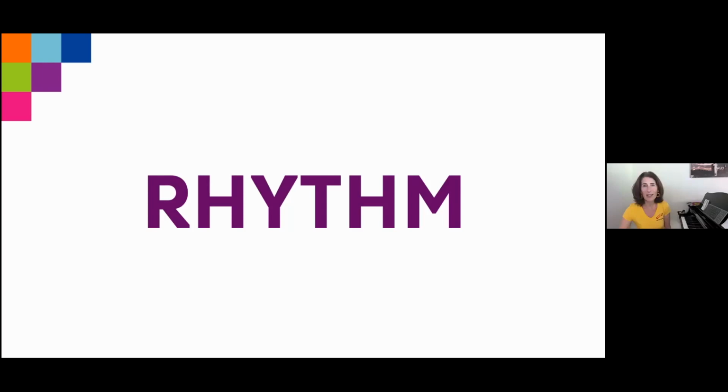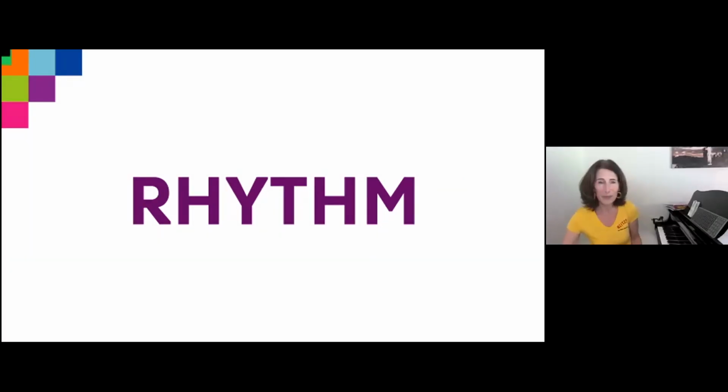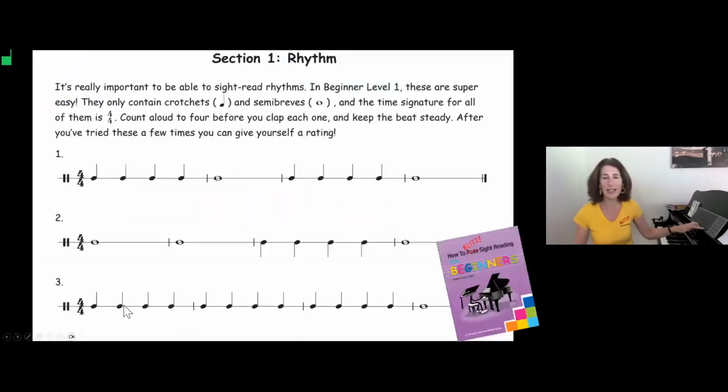Here I use a lot of rhythm flashcards and introduce rhythms with flashcards. That's really important. But here's how it's approached in the sight reading series. We start off with the beginner book, and it's pretty simple. We just have crotchets and semi-breves, or quarter notes and whole notes. These are very simple. There'll be a whole page of these. That's only showing part of the page, at the beginning of the beginner book.